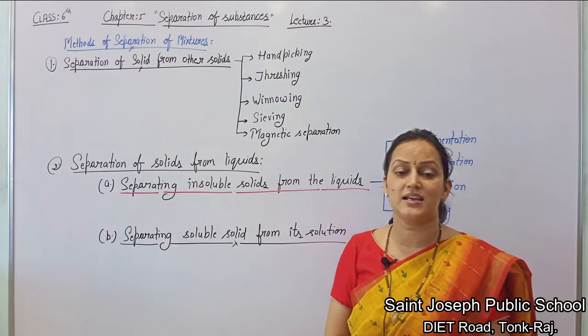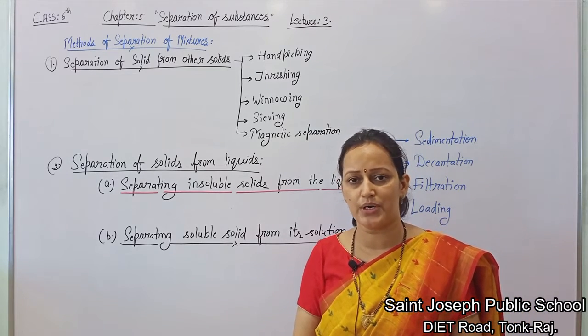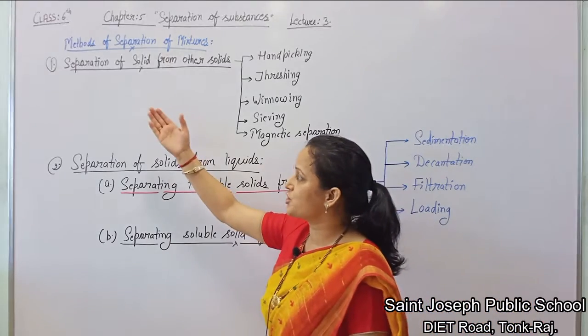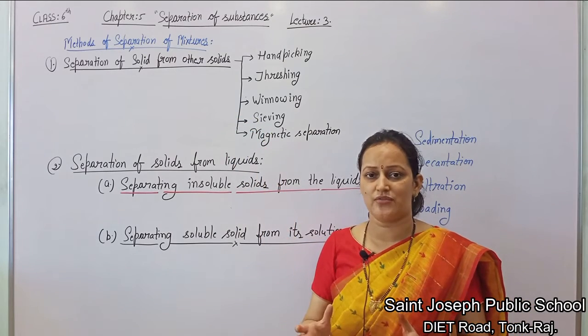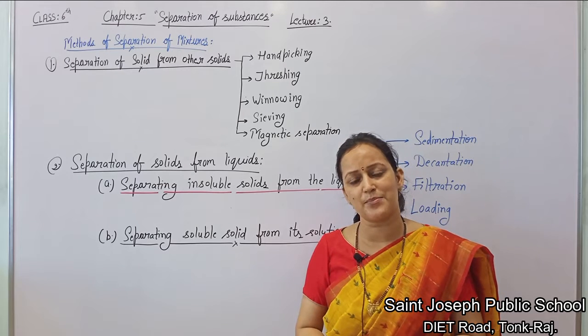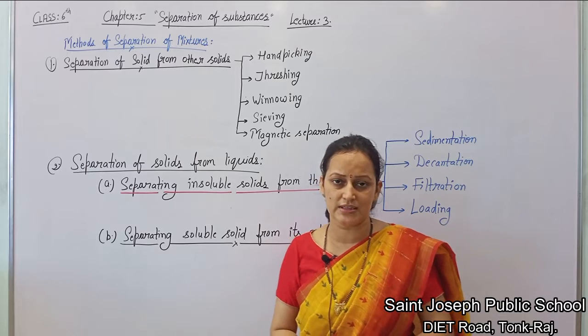Yesterday's video we started chapter number 5 of science, which is separation of substances, and we were discussing certain methods which are used for separation of different components from a mixture. We started with the first part, which is the separation of solid from other solids. If there is a mixture which has all solid components, how are those solid components separated from each other? There are several methods used for that.